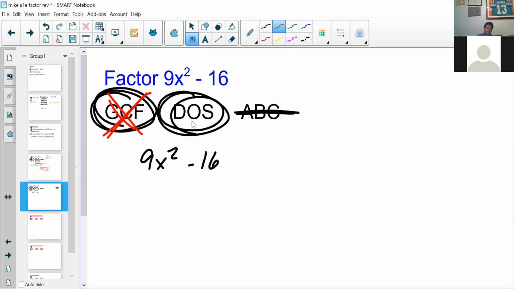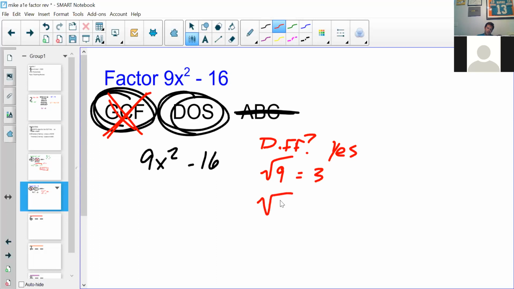Then we're going to go ahead and check for a difference of squares because we see a binomial here. So is there a difference here? Yes, there is. We see a subtraction symbol between the two, 9x squared and minus 16. Does every part of every term have perfect squares? So can we do the square root of 9? Sure, that gives us 3.